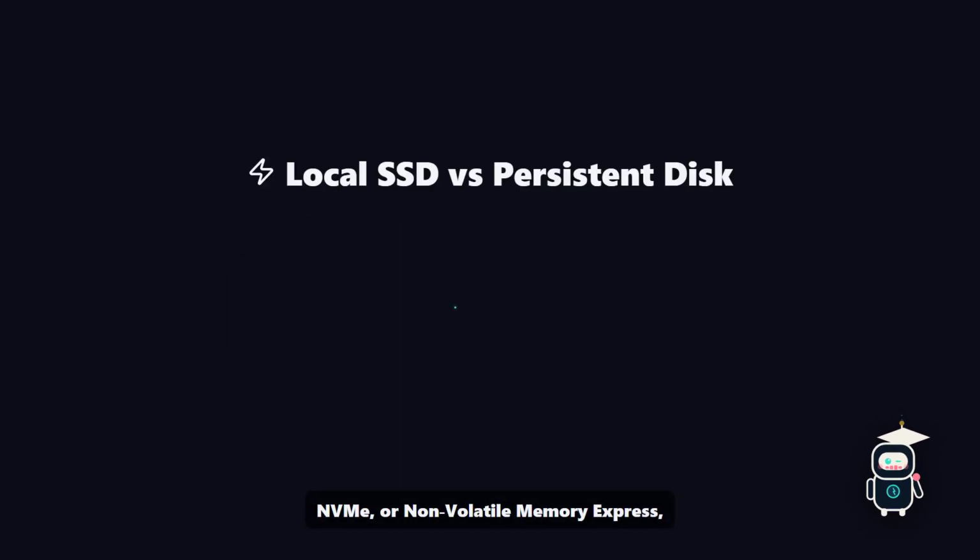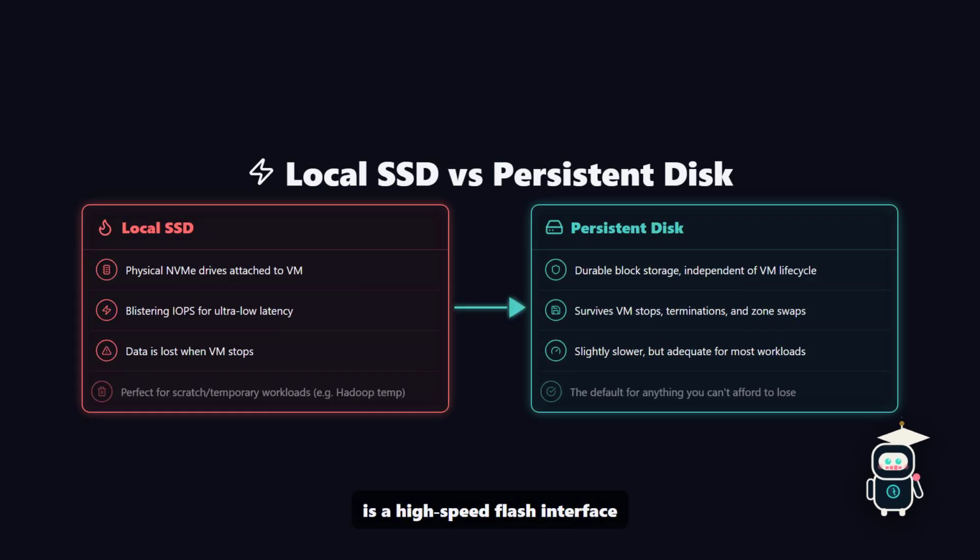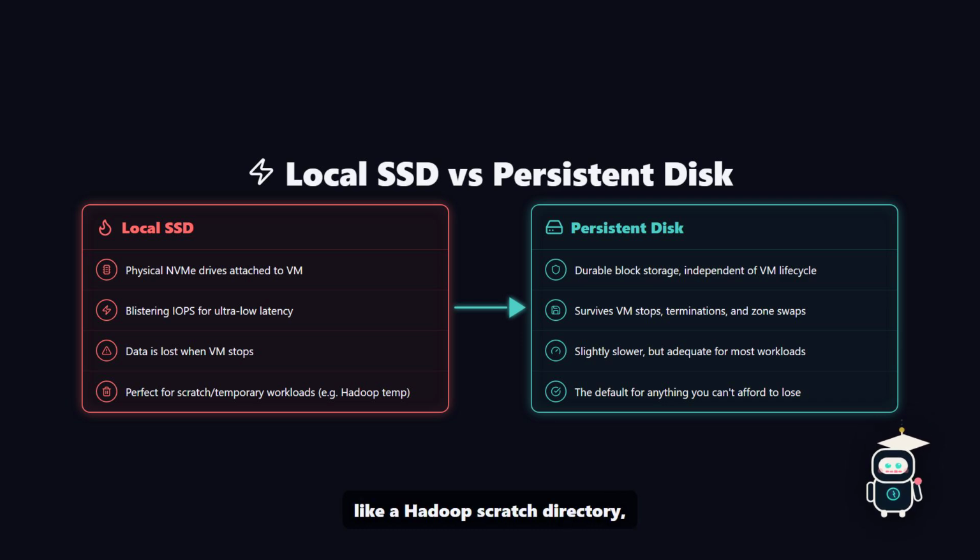NVMe, or Non-Volatile Memory Express, is a high-speed flash interface that slashes latency. Local SSD uses physical NVMe drives attached to the VM, blistering IOPS, but stop the VM and the data is gone. That makes it perfect for temporary data like a Hadoop scratch directory, never for anything you can't lose.